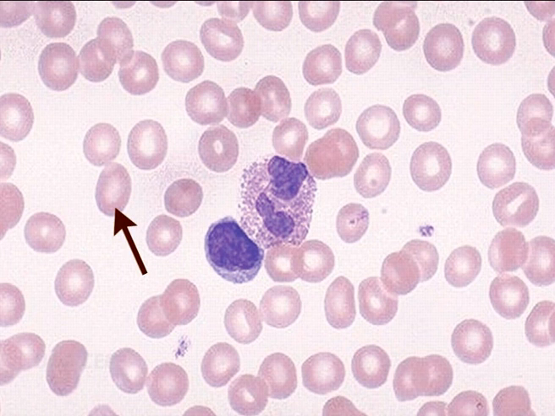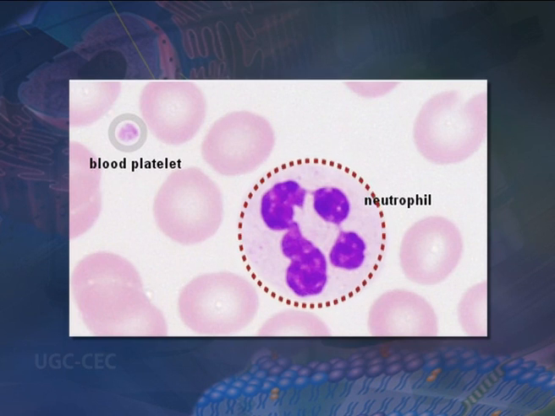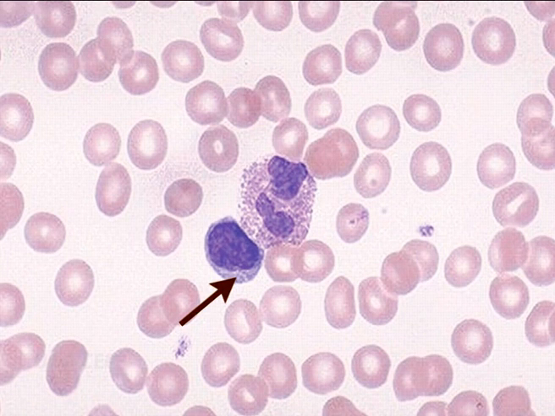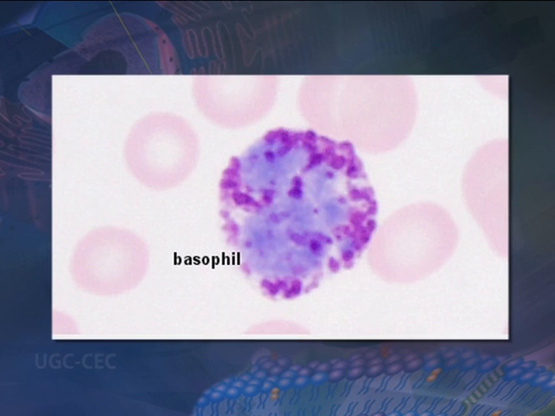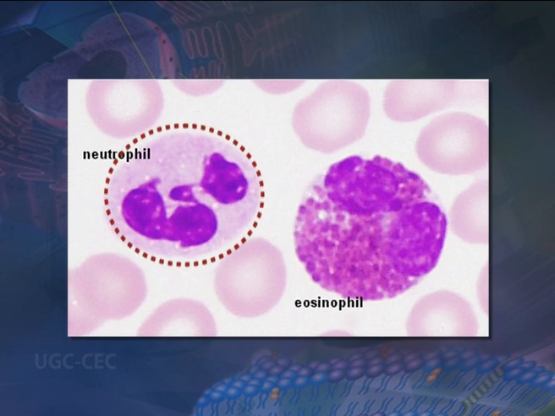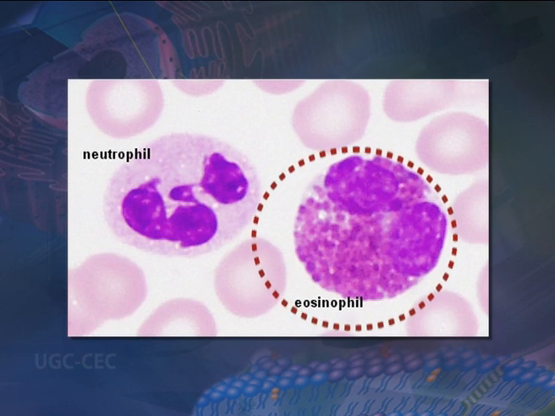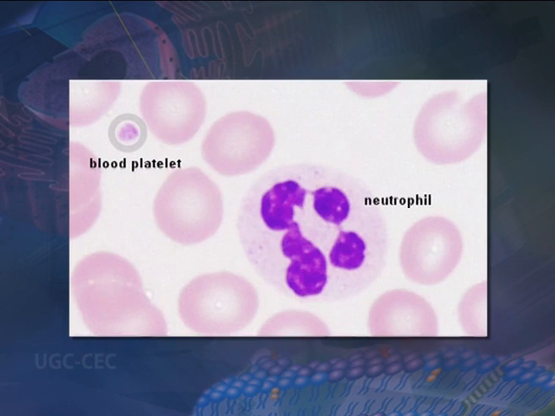Observations: erythrocytes stain pink, nuclei of leukocytes stain deep purple, cytoplasm of agranular leukocytes stains pale blue, basophil granules stain dark blue, neutrophil granules stain purple, eosinophil granules stain red to orange, and platelets stain blue to purple.